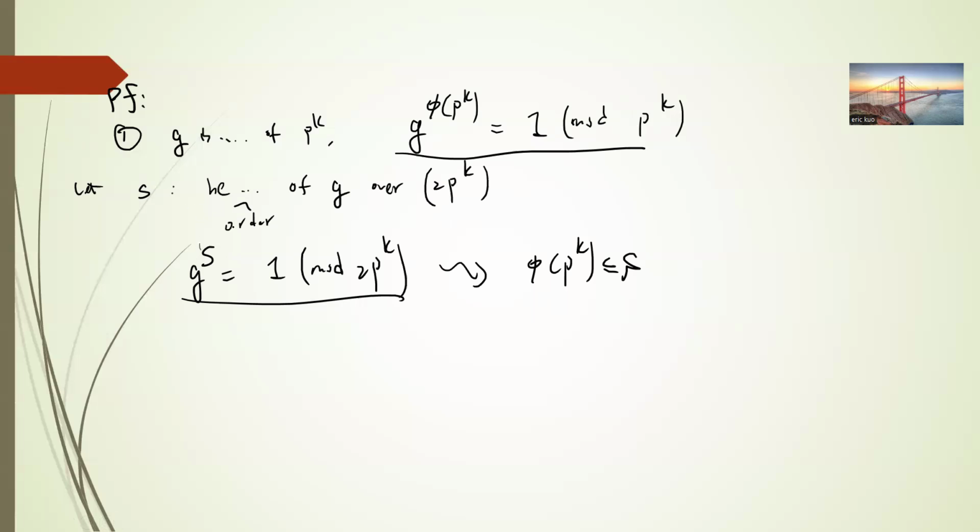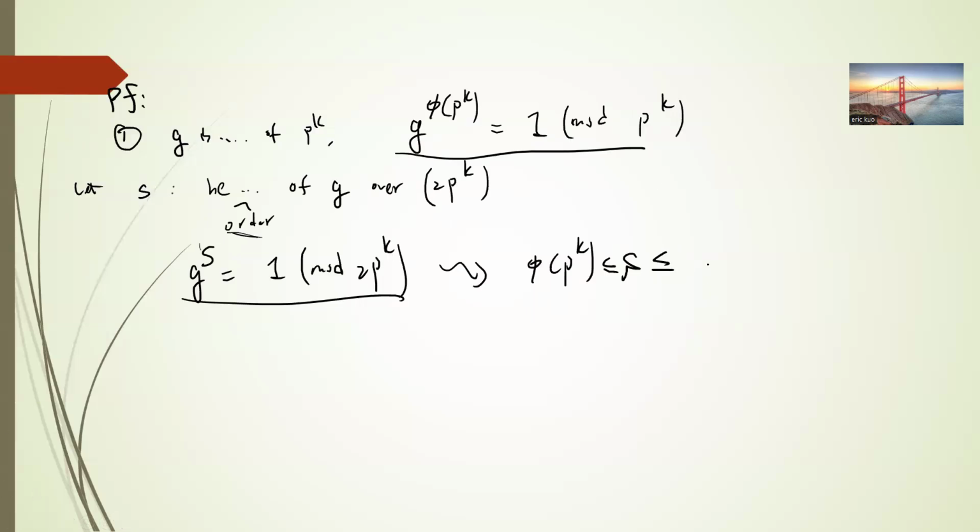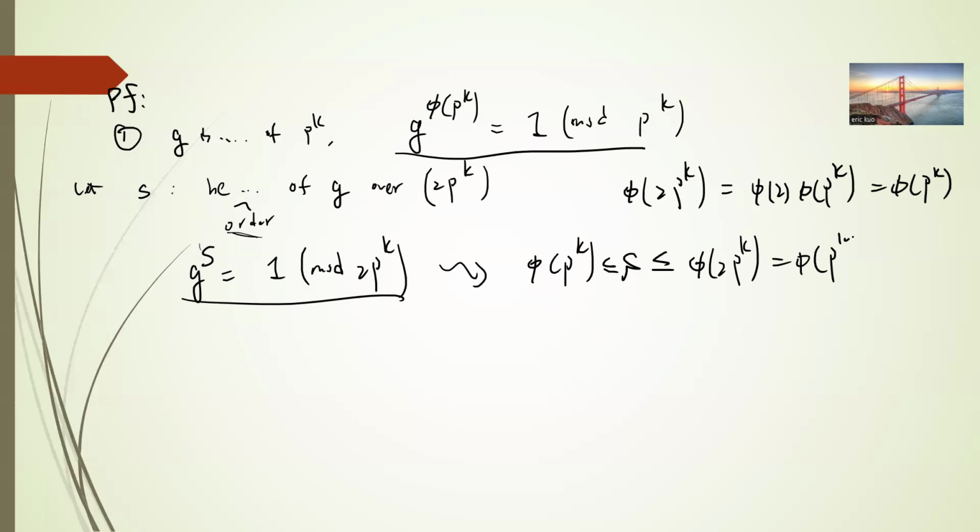But the problem is that any such S needs to be less or equal to phi of 2P^K. And phi of 2P^K is phi of 2 times phi of P^K, which is still phi of P^K. So this forces S to be phi of P^K.